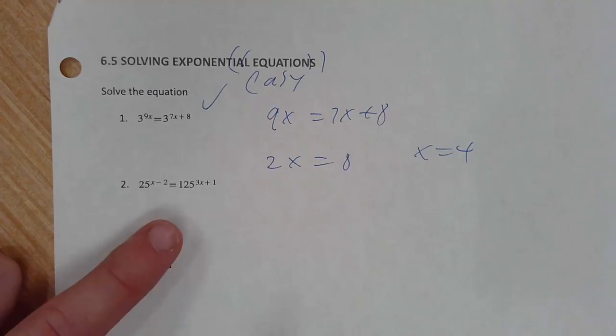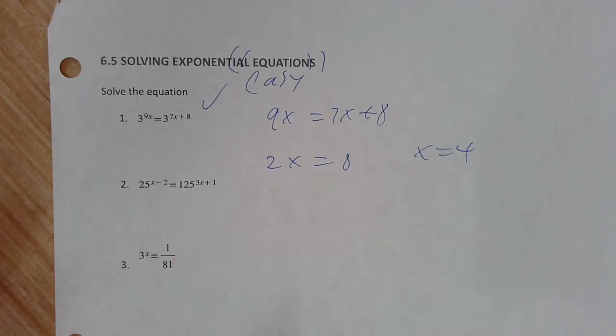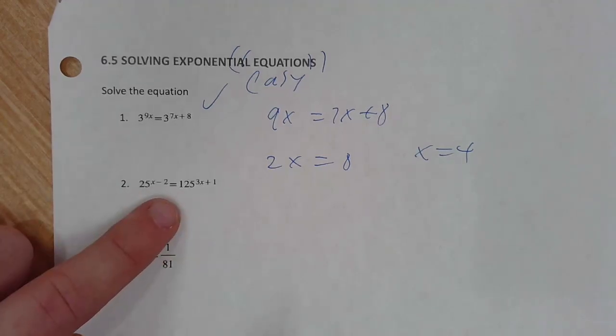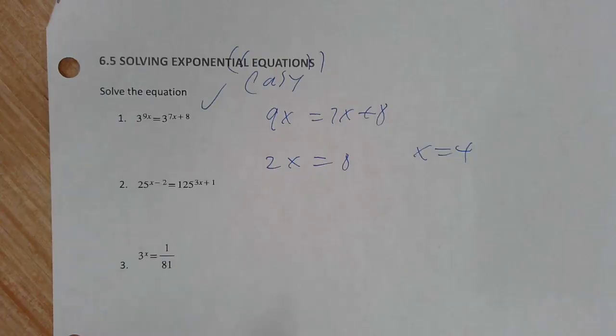Down here, are the bases the same? 25 and 125, they're the same? They're not. You've got to make them the same. How could we make them the same? We could make them both a base of 5. You're going to make them have a base of 5.